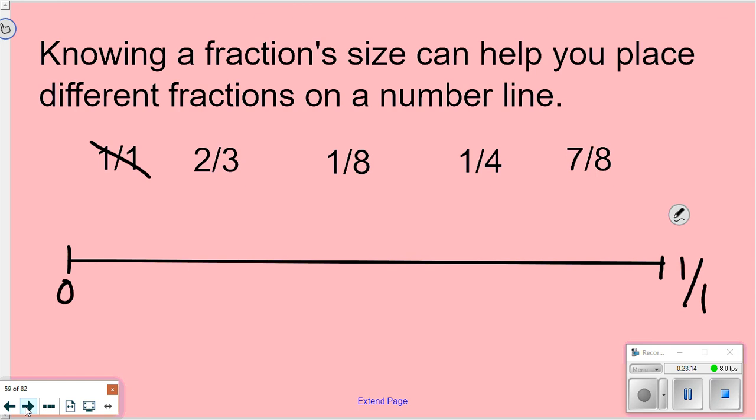Why would 1/8 be really close to 0? Kenzie? Because they're smaller pieces. Yeah, if I'm cutting something into 8 pieces, those pieces are going to be kind of small. When you play with your fraction pieces, are those the big ones or the little ones? The little ones. So Caden's exactly right. 1/8 is pretty close to 0. Those are really small pieces. What else could I put on the number line?